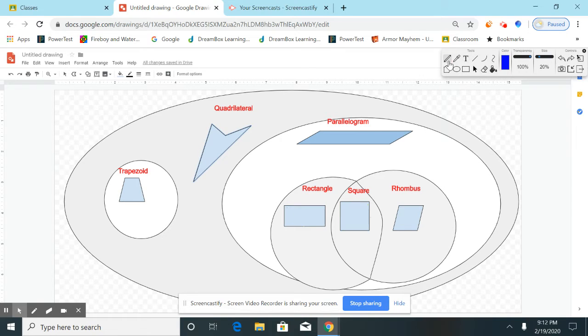Okay, picking it up right here. So you should have all this filled in. We are going to start with quadrilateral because that's right here on top. Everything on here is a quadrilateral. That just has four sides. So all of these are quadrilaterals. It has four sides. Then I'm going to move over to the oddball one, which is kind of the trapezoid.